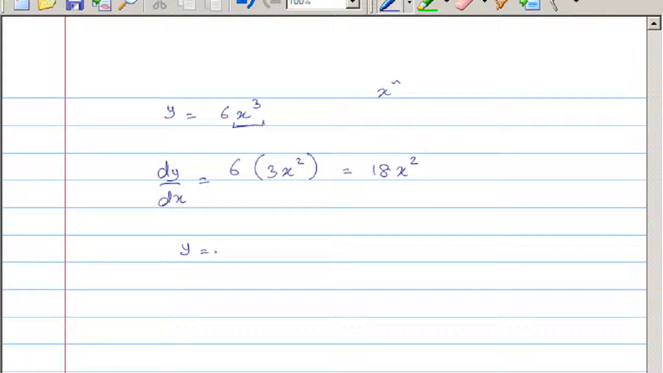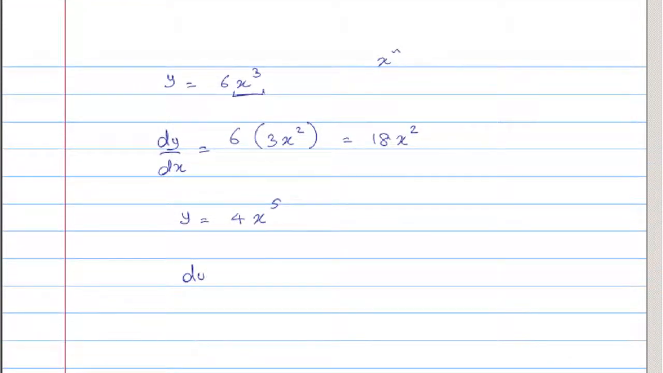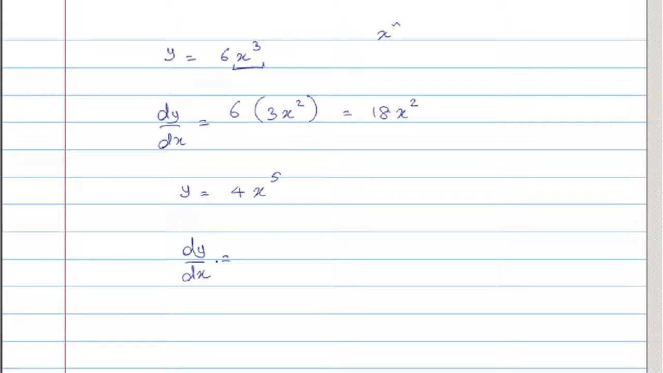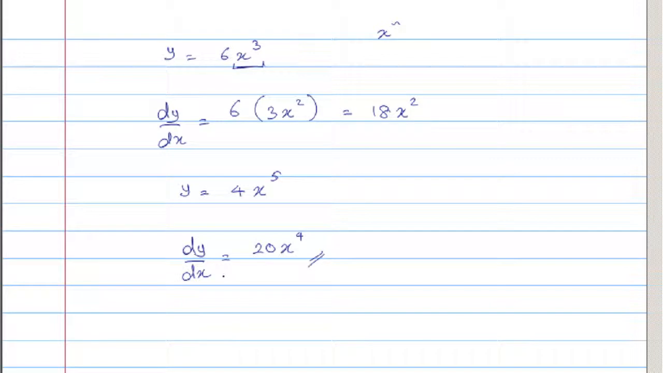So if I take another example, let's say I have 4x to the power 5, and I want to differentiate this, then dy over dx will be equal to 5 times 4, that's bringing the 5 to the front and multiplying it with the 4. I get 20 x to the power 5 minus 1, that is 20x to the power 4.